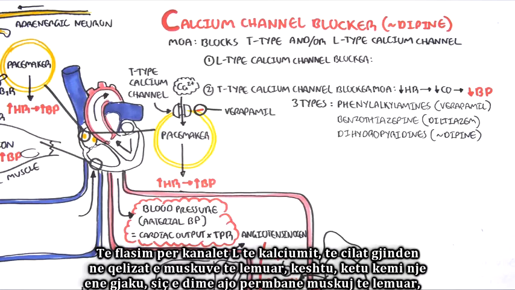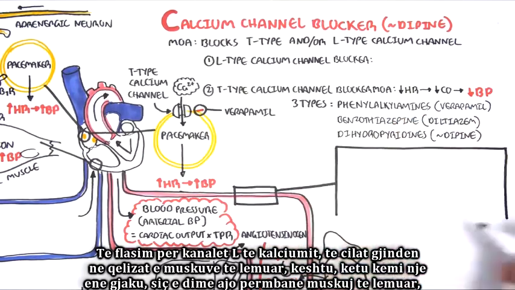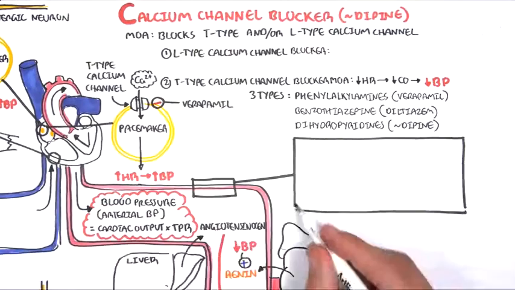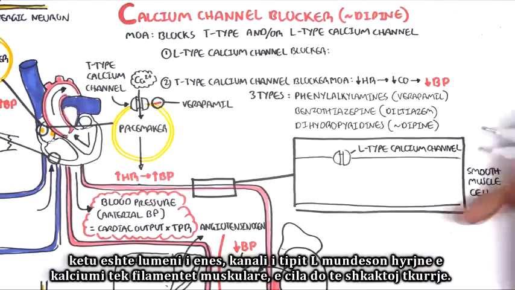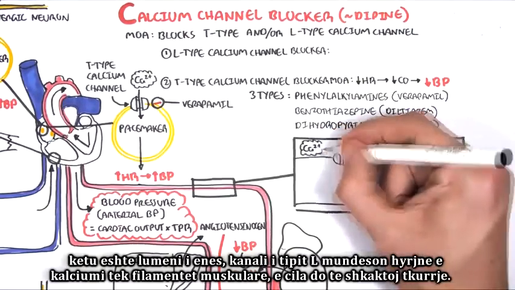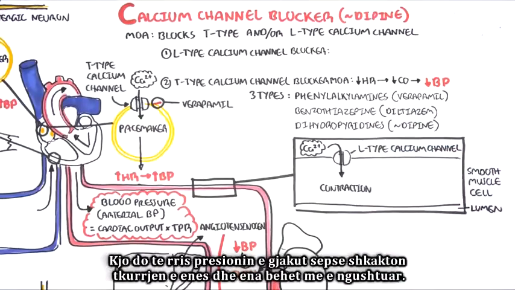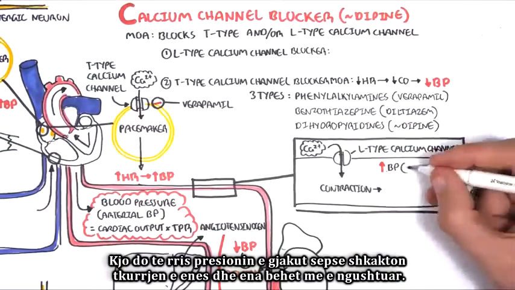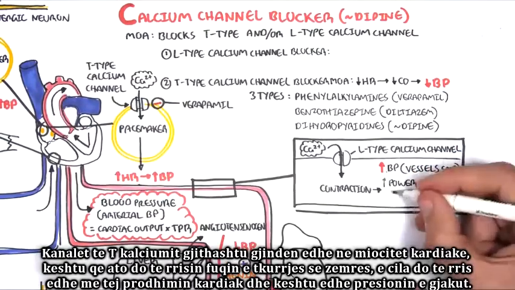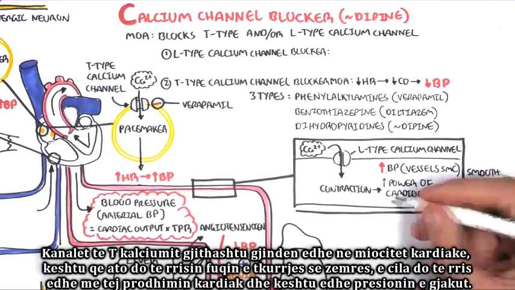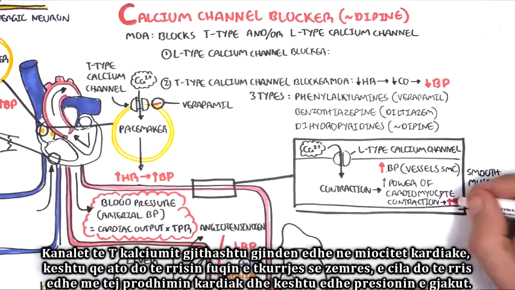Let's talk about the L-type calcium channels, which are found on smooth muscle cells. So here we have the blood vessel, which, as we know, contains smooth muscles. Here is the lumen of the vessel, for example. The L-type calcium channels allow influx of calcium into the muscle filaments, which will cause contraction. This will increase the blood pressure because it causes the vessels to contract and become more narrow. But the L-type calcium channels are also found in the cardiomyocytes, and thus they will increase the power of contraction of the cardiomyocytes, which will further increase cardiac output and so blood pressure.